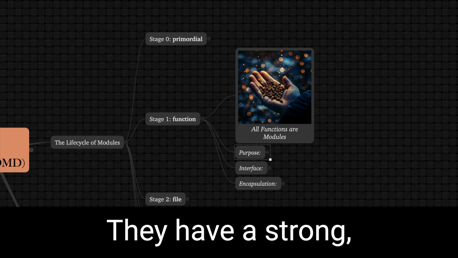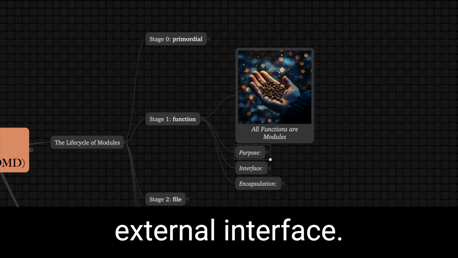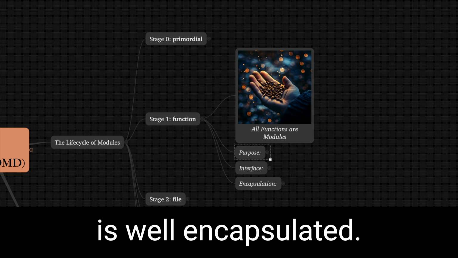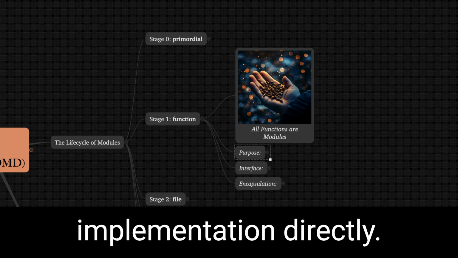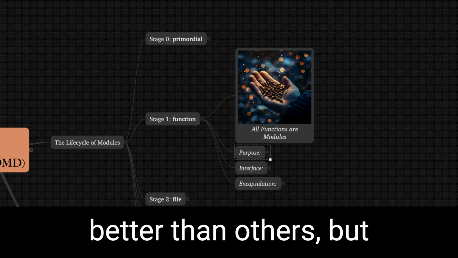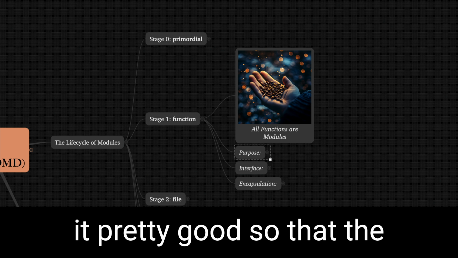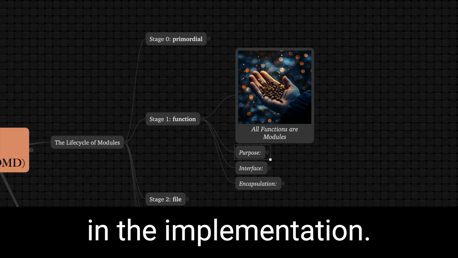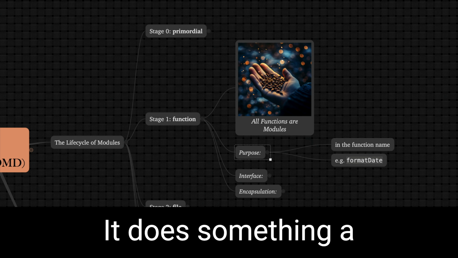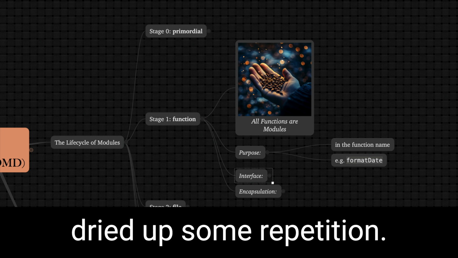Now, functions are actually pretty good modules in a lot of ways. They have a strong external interface. The implementation is well encapsulated. Users of that function can't get access to the implementation directly. Some functions are better than others, but you can certainly make it pretty good so that the interface does not expose a lot of what's going on in the implementation. It's a function. It does something a little useful, and it really dried up some repetition.